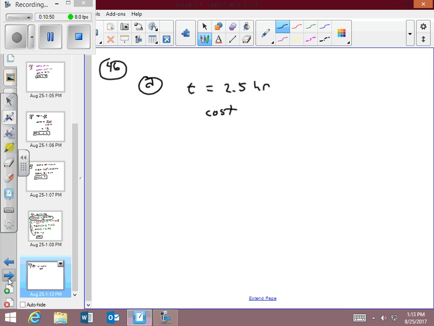Does it cost $6.50? See that? Because that 2.5 is in the range from 2 to 4, right? The B part, t equals 7 hours. So what's the cost there?